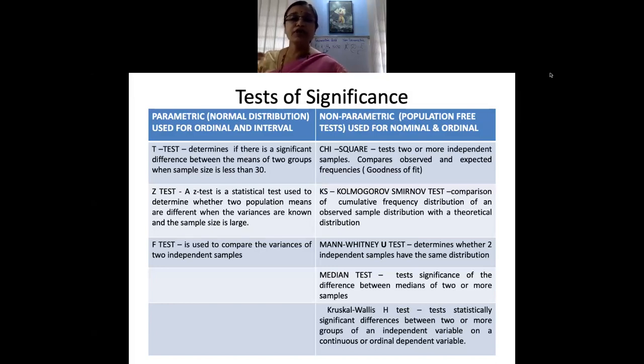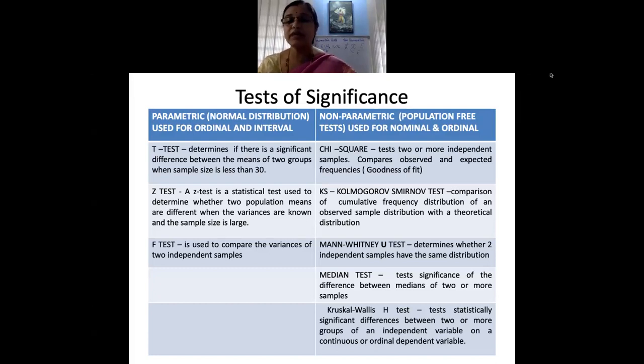Okay, now moving on to the F test. The F test, or the F distribution, is used to compare variances, not the means. It's used to compare the variances of two independent samples. And please remember that the F test is used in ANOVA. When I tell you what ANOVA is, you will come to know that this F distribution or F test is used to compare the variances of two independent samples.